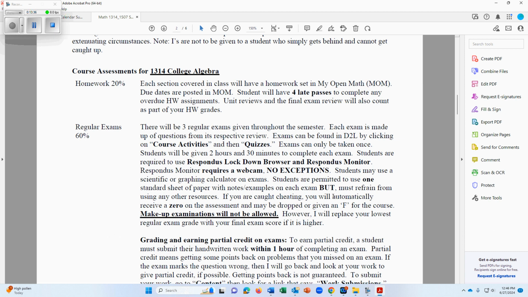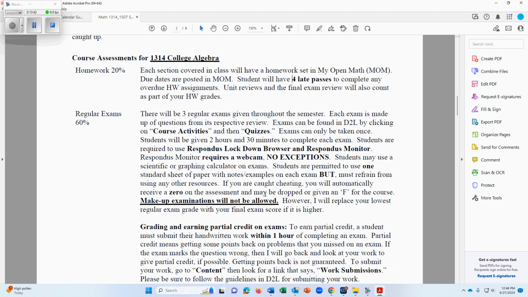If you're caught cheating, you will automatically receive a 0 on the assessment and may be dropped or given an F in the course. Okay, makeup exams will not be allowed. So that's why it's important to understand the protocol so there's no issues.